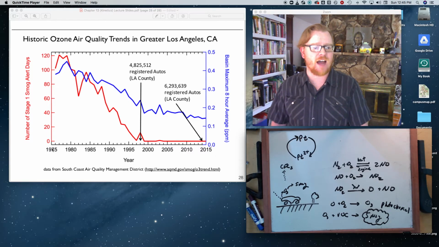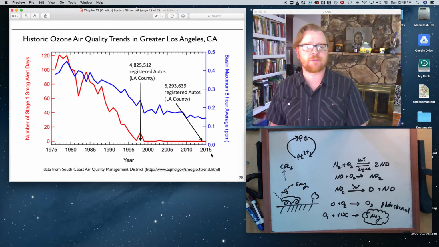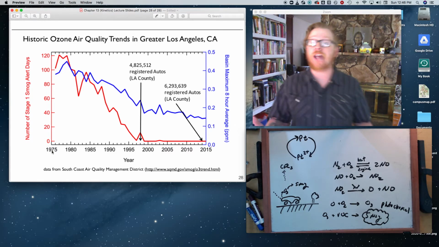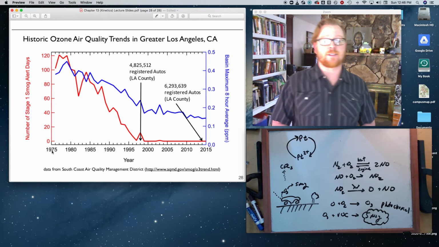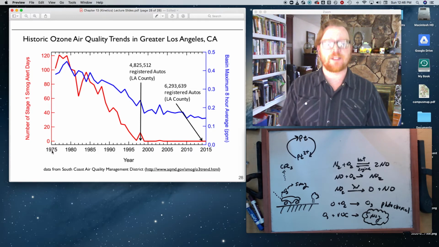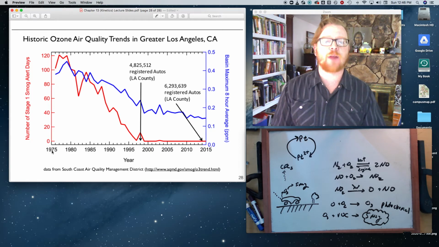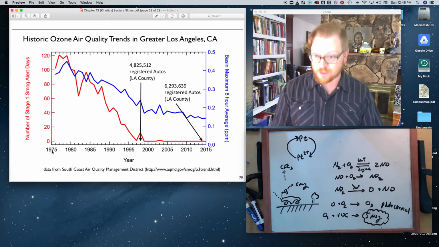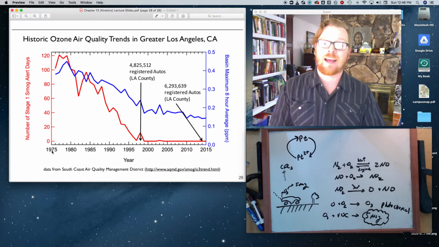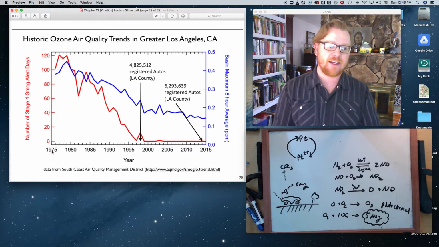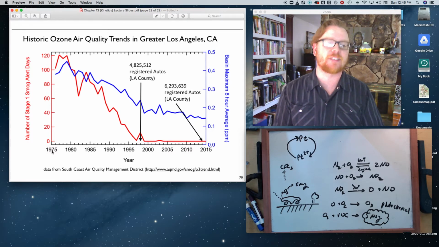On the x-axis is time, starting in 1975 up to 2015. And on this red y-axis, that's the number of stage 1 smog alerts. Many of you will not know what that is, but if you're from the LA area, if your parents were in LA in the 70s, you should ask them what a stage 1 smog alert was. That was equivalent to the same type of air pollution we experience during forest fires, when everybody has to stay inside and wear masks and it's toxic to be outside. That's a stage 1 smog alert. They tell children and elderly to stay inside because it is literally toxic for your health.